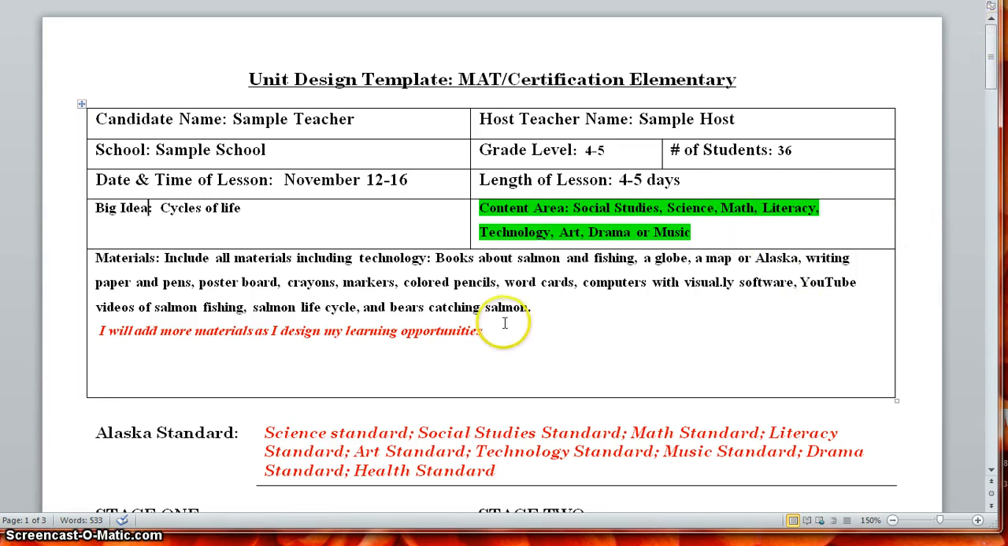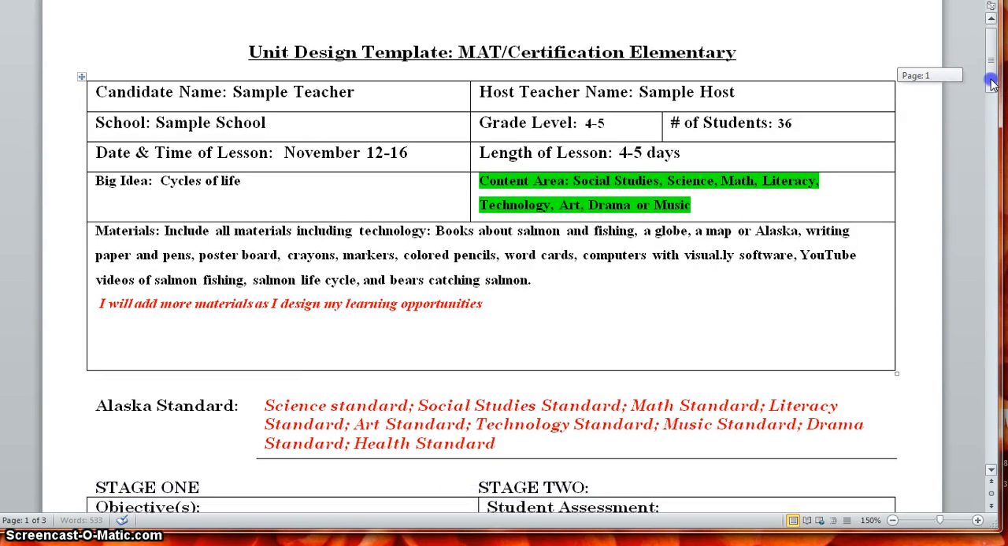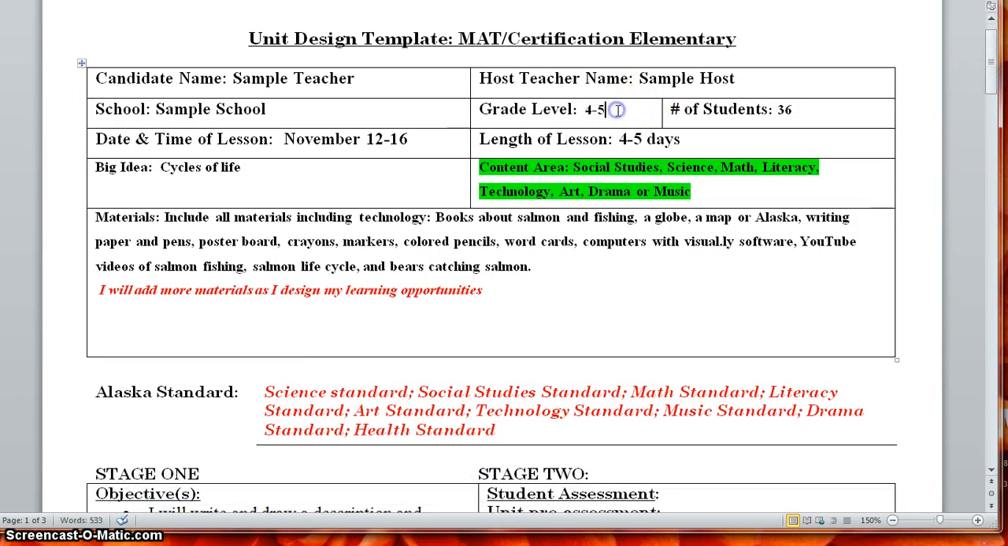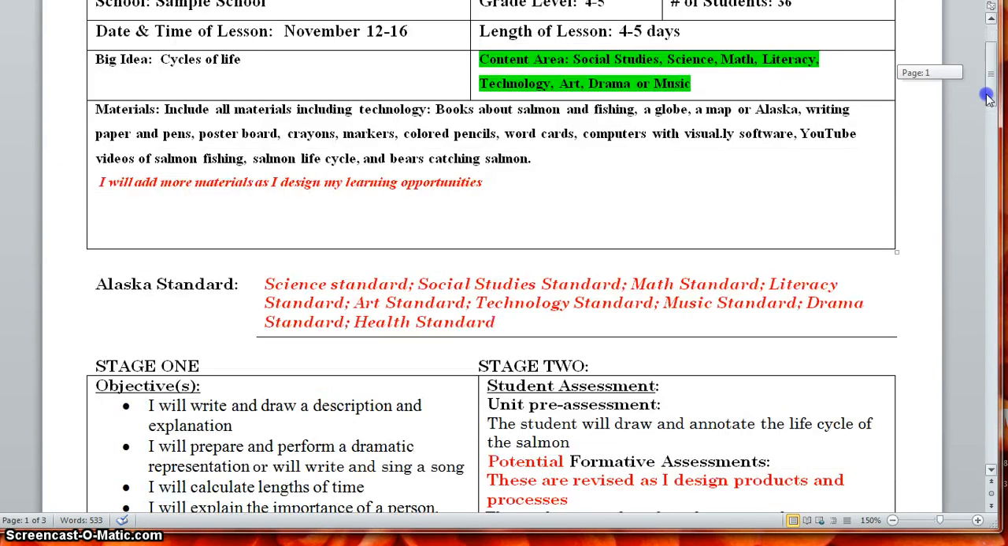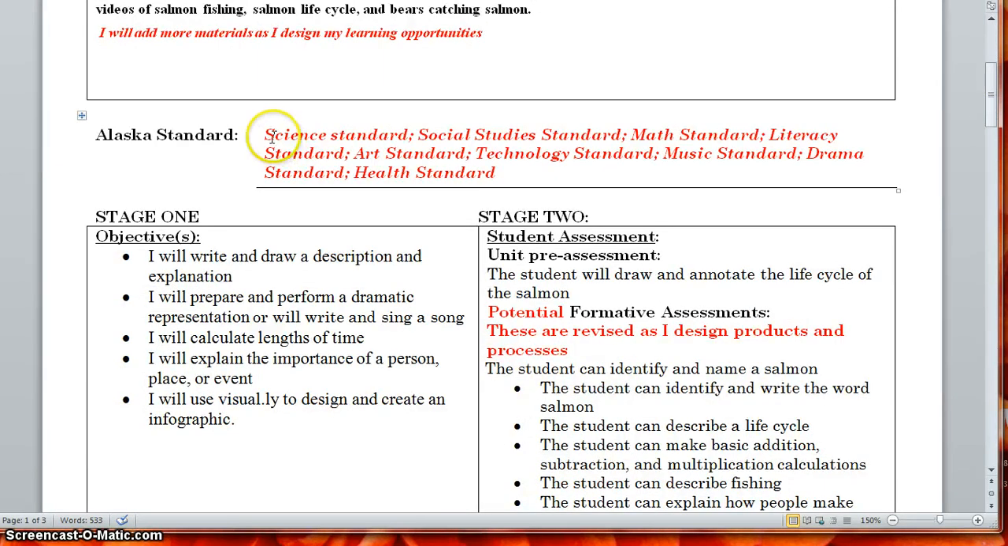I've started to include my materials just as before, and I said in the red here that I'll probably add more materials as I design my learning opportunities. But thinking ahead, this is what I have in mind that I'm going to need. I've included the grade level on here. This is very important for me to know what kind of pedagogy I should be looking for to help you design your lessons. So please make sure you include that for me. I did not write out the standards here, but my expectation is that you will write out the standards so that I can know exactly what standards you're talking about.